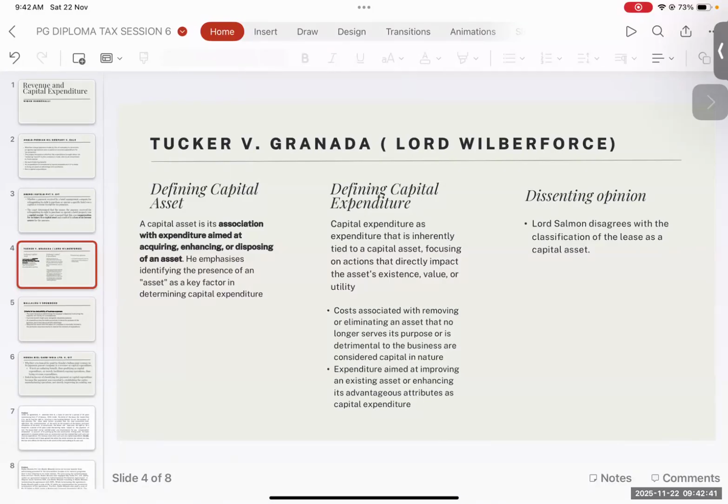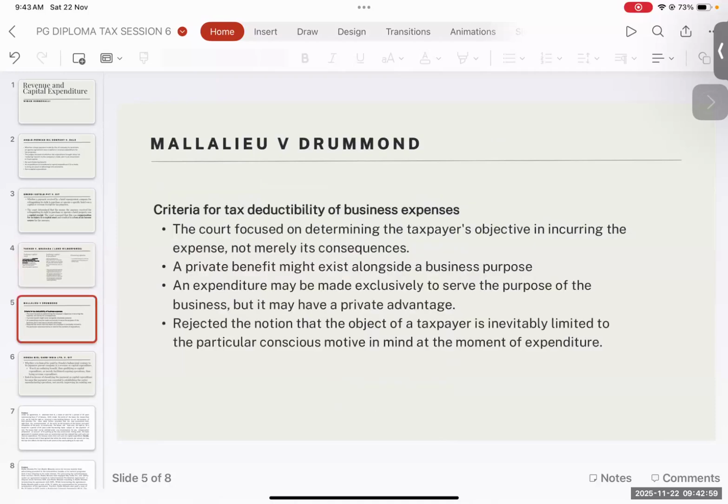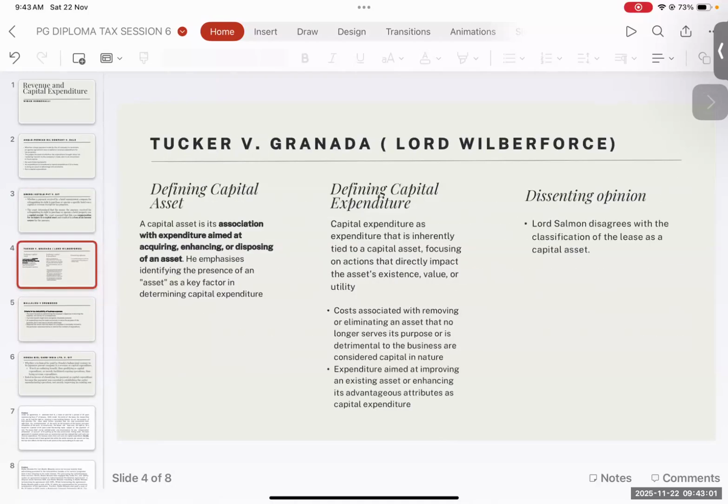The court said we will approach this case in the following way. We'll ask, what's the capital asset in this case? And the court said the capital asset in this case is a lease, right? That the lease is what's generating all the revenues for the shop. And they said a capital asset is its association with expenditure aimed at acquiring, enhancing, or disposing of an asset.